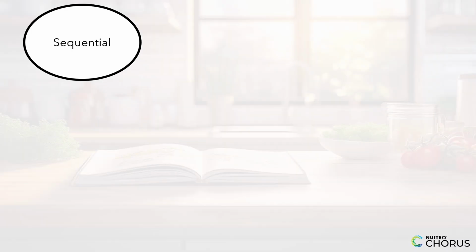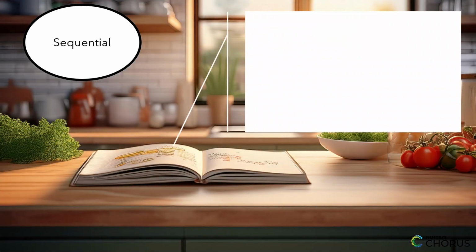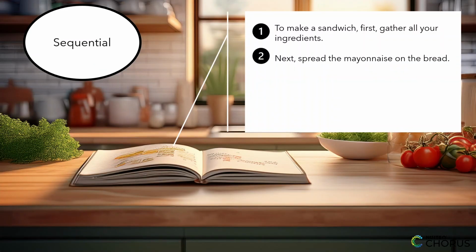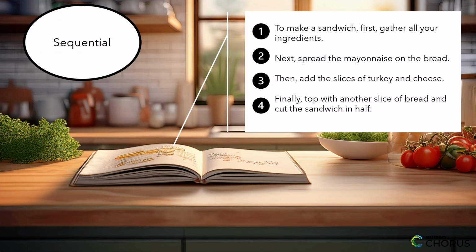Let's start with an easy example, a recipe. To make a sandwich, first, gather all your ingredients. Next, spread the mayonnaise on the bread. Then, add the slices of turkey and cheese. Finally, top with another slice of bread and cut the sandwich in half.